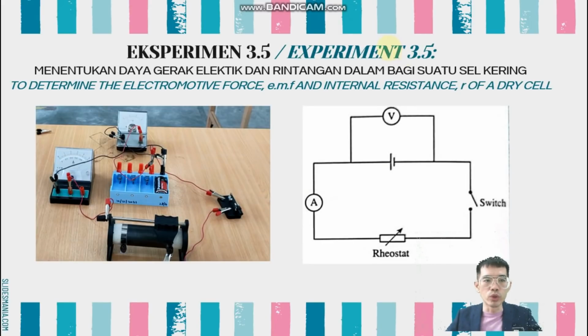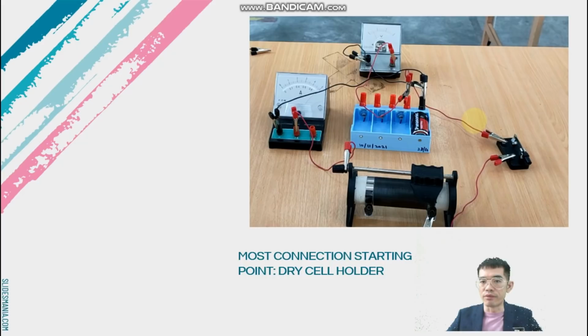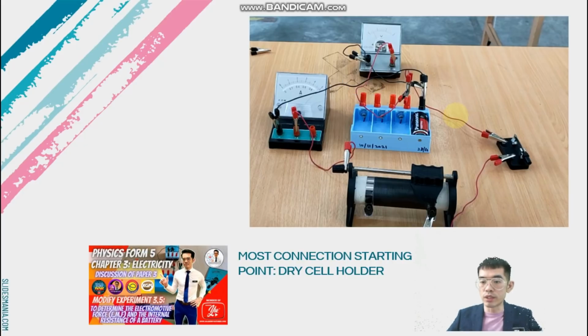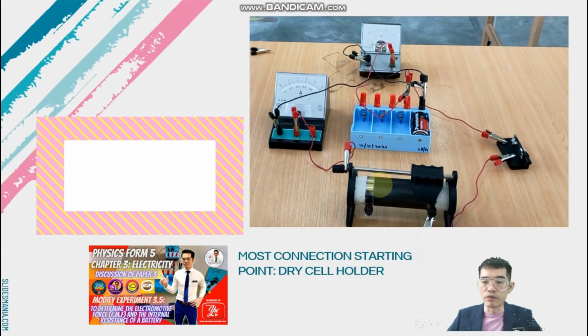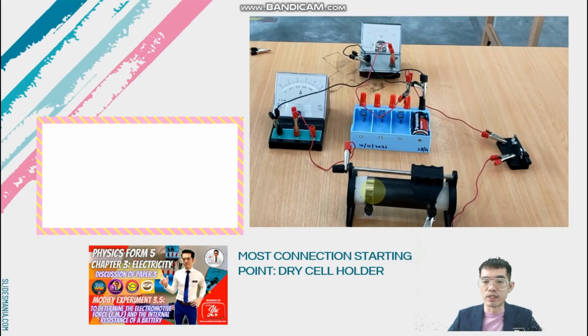In this video, I am going to show you the simulation of experiment 2.5 to determine the electromotive force, E.M.F, and internal resistance of a dry cell. Basically, most of the connection will start at the dry cell holder. You may watch the simulation in my previous video clip, which started at the dry cell holder. However, in this video clip, I will show you that the connection of the circuit can actually be started at any polar electrical device such as an ammeter.